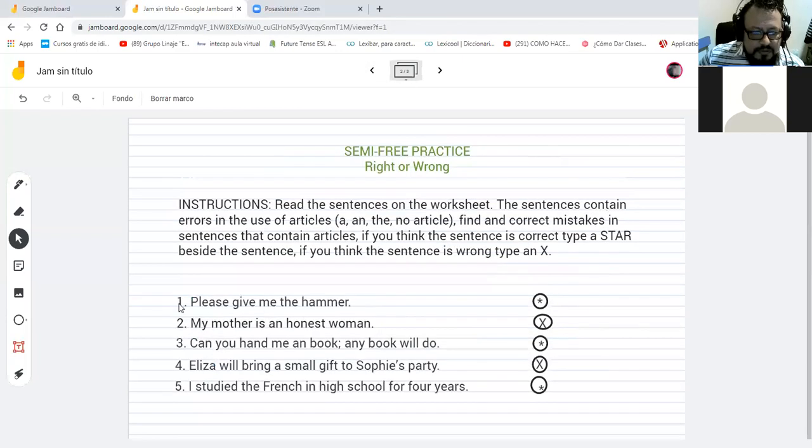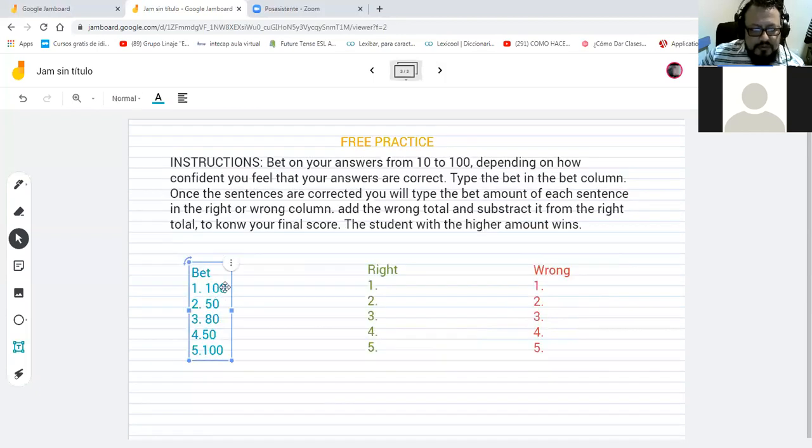So, for example, the first one says, please give me the hammer. This sentence right here was written correctly, okay? Because the sentence can be read correctly like it is. Please give me the hammer. You bet that it was correct. So excellent. Going to move over these 100 points that you bet on your answer right here to the right column.